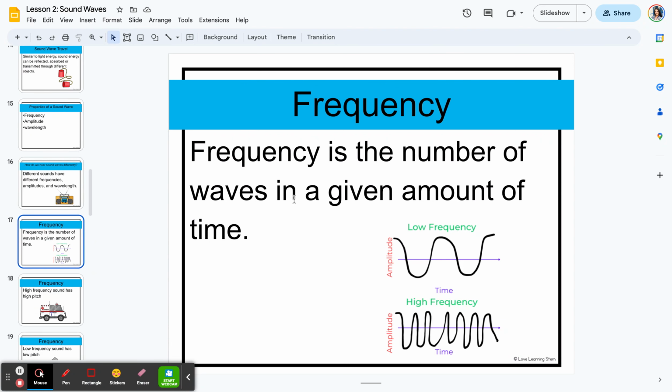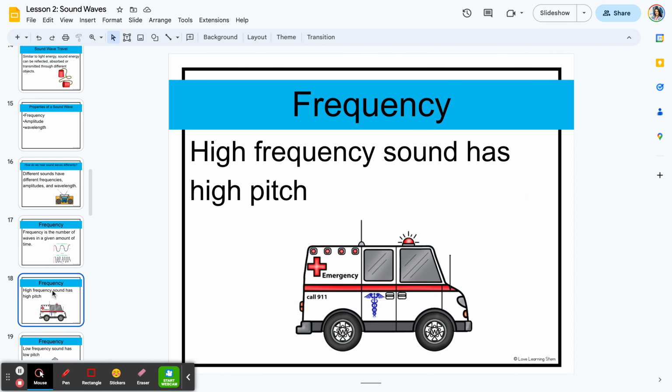The frequency is actually the number of waves in a given amount of time. And if you look over here, you see in this amount of time, there were just two. These are the two dips. But over here, in the same amount of time, there are a lot more dips. So, what does that exactly mean?